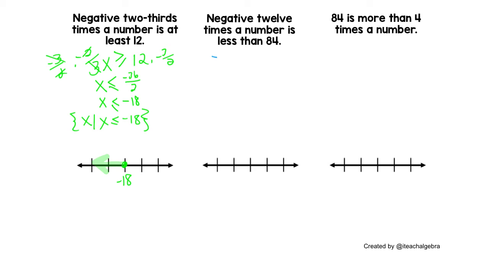2 more. -12 times a number, x, is less than 84. Well, we want to get x alone, so we'll divide both sides by -12. The -12's cancel, and we're left with x. We were dividing by a negative, so we flip the inequality sign. And 84 divided by -12 is -7. Set builder notation, x, given that x is greater than -7. -7 on our number line, empty circle, and we'll shade to the right.